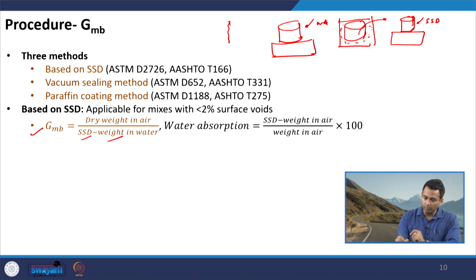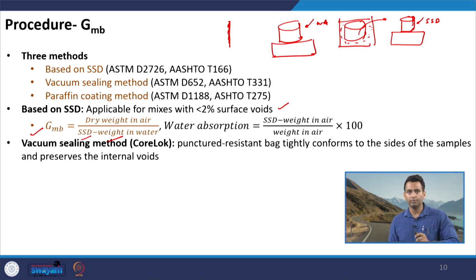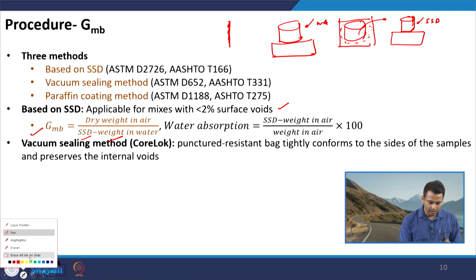So, some voids will be occupied here. To see how much water absorption has taken place, I can do this calculation similar to what we did for an aggregate particle: the SSD weight minus weight in air, divided by weight in air, into 100. Okay, so this was about the SSD method.